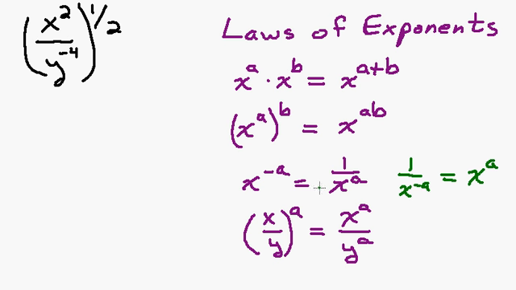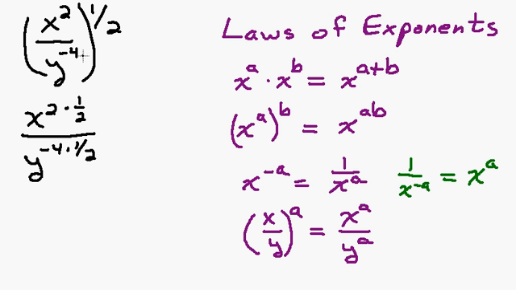But let's go ahead and do the fraction rule. Let's do this bottom rule right here. So we're going to take x squared to the 1/2 power. So to do that, we multiply 2 times 1/2. I'll go ahead and write this out just for the sake of showing lots of work. And then in the denominator, we take y to the negative 4 times 1/2.